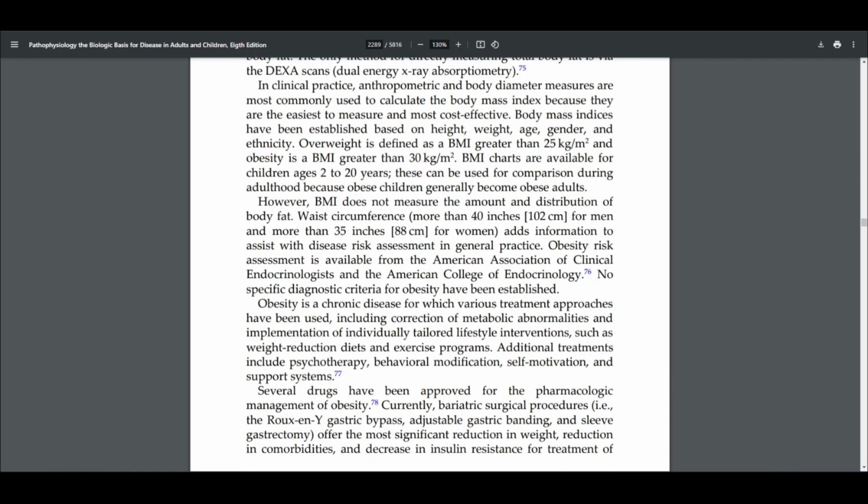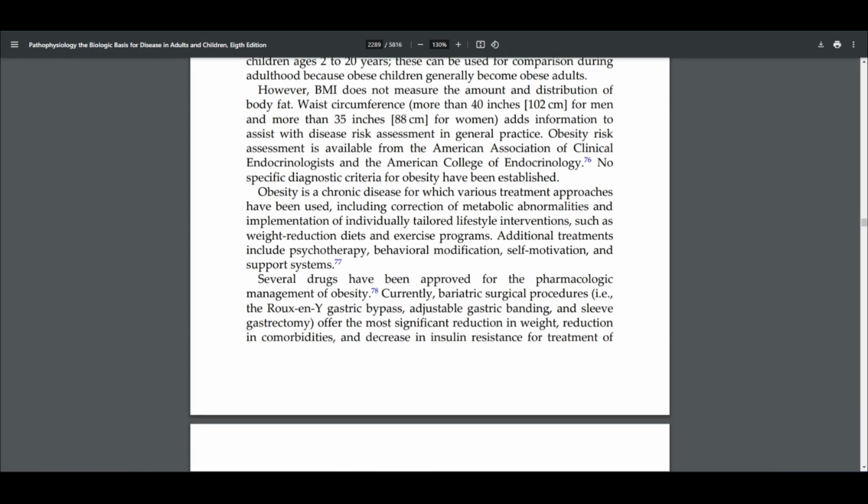In clinical practice, anthropometric and body diameter measures are most commonly used to calculate the body mass index because they are the easiest to measure and most cost-effective. Body mass indices have been established based on height, weight, age, gender, and ethnicity. Overweight is defined as a BMI greater than 25, and obesity is a BMI greater than 30. BMI charts are available for children ages 2 to 20. These can be used for comparison during adulthood because obese children generally become obese adults.